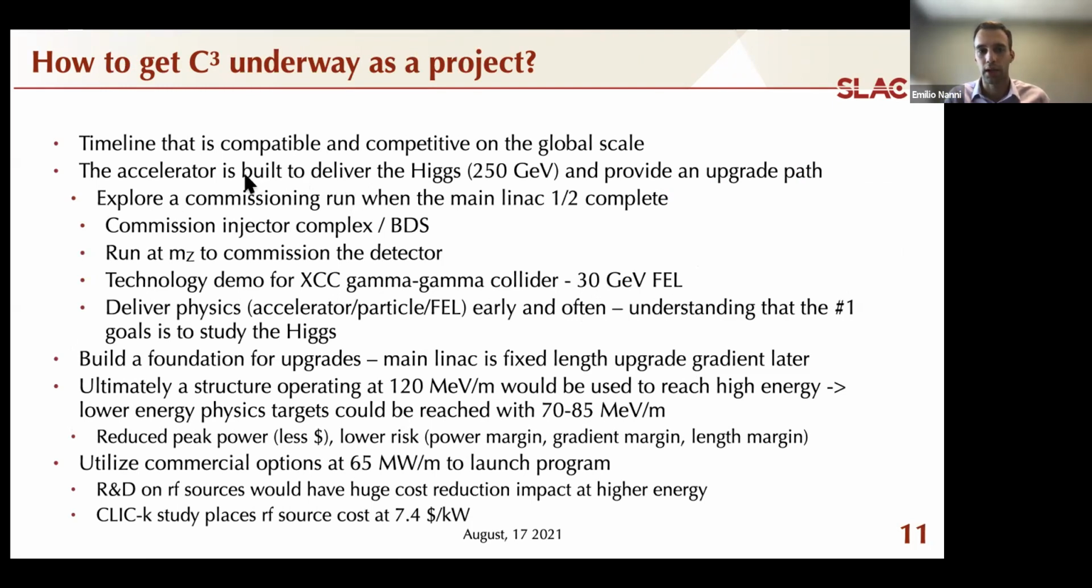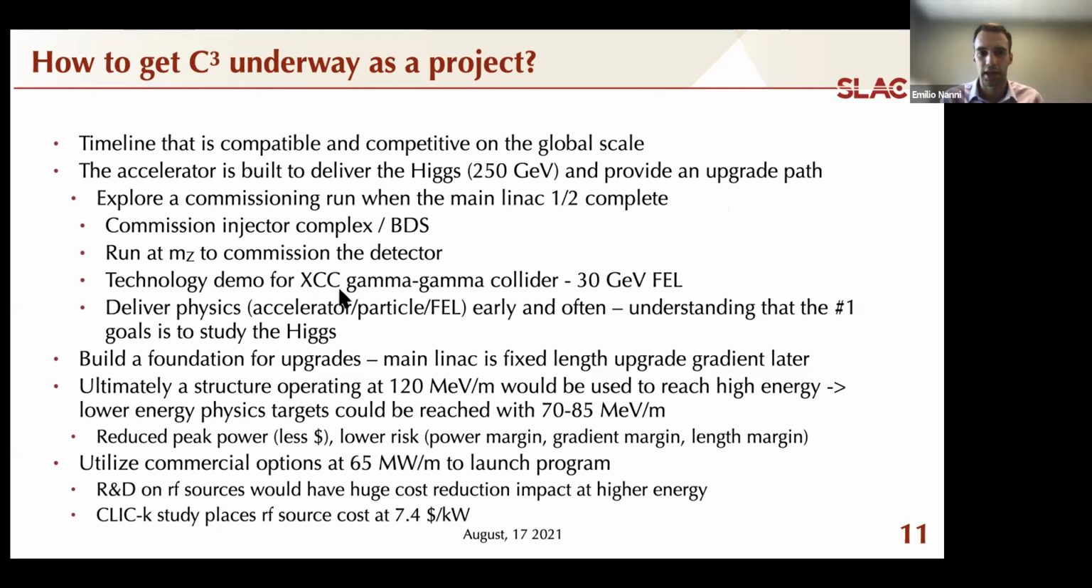And what we are really exploring and proposing is that we would build a machine that's capable of reaching 250 GeV center of mass immediately, but provide an upgrade path. We are exploring this commissioning run when the main LINAC is roughly 1/2 complete. This would be to commission the injector complex and the beam delivery system. We'd run at the Z mass in order to commission the detector. It could also possibly be used as a technology demo for things like a gamma-gamma collider.